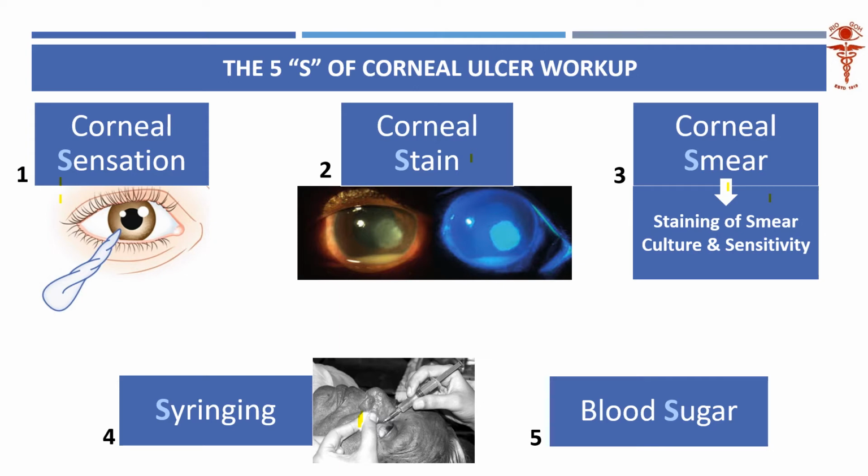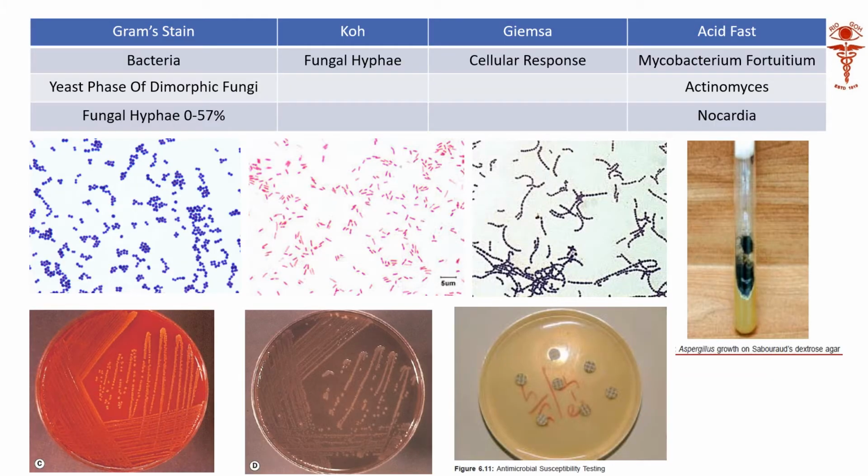Next is blood sugar. Uncontrolled blood sugar is a very big issue. It is an issue where healing is not going to happen, and even if you appropriately treat the corneal ulcer, the ulcer is not going to heal. So that is about the 5 S of corneal ulcer. You do these 5 S. And of these 5, the corneal scraping is the most important.